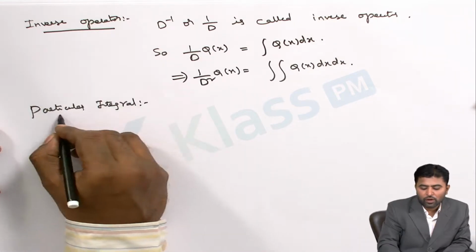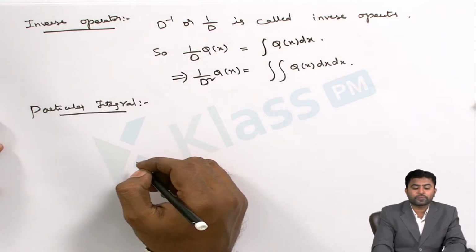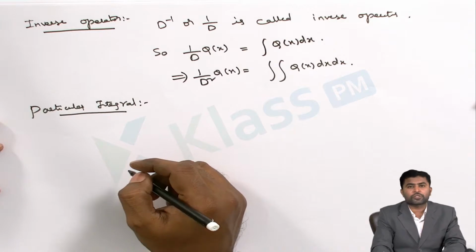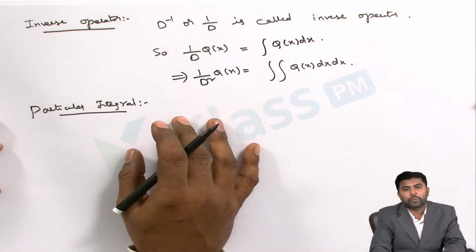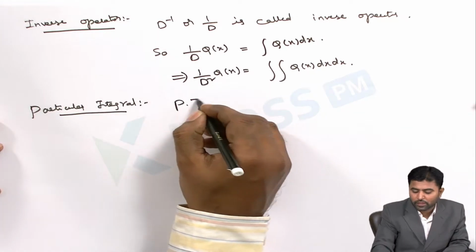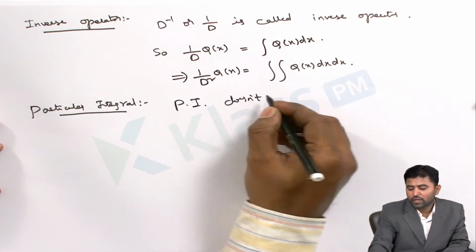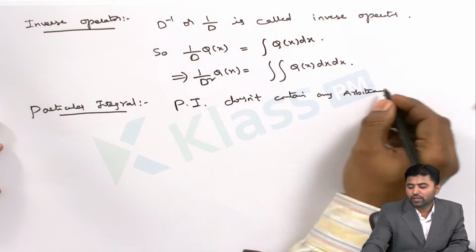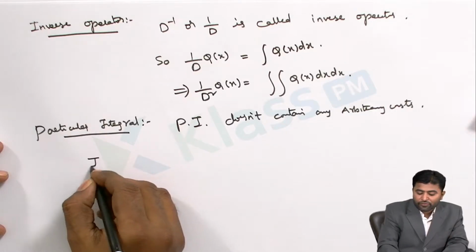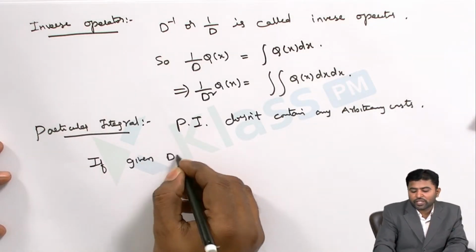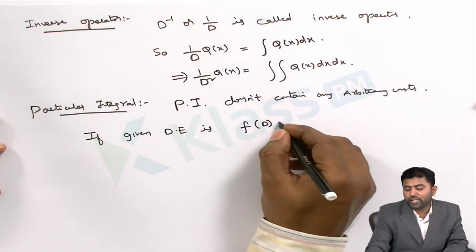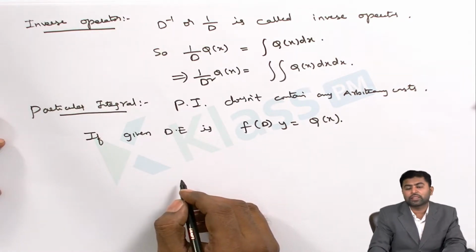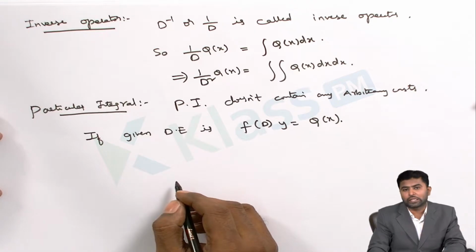Particular integral or particular solution. As I told you earlier, the particular integral or the particular solution is the solution which doesn't contain any arbitrary constants. If the given differential equation is f of D into y is equal to Q of x, a non-homogeneous linear differential equation, then only we'll have a particular integral.